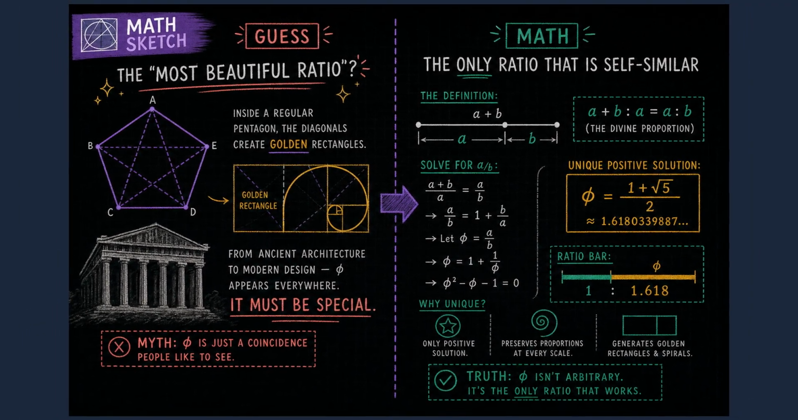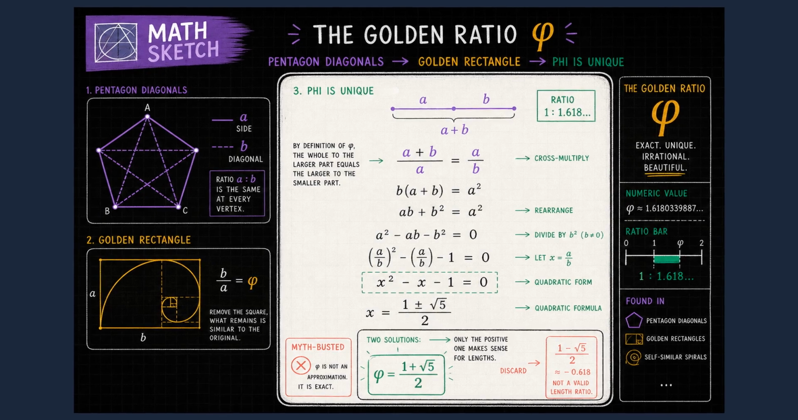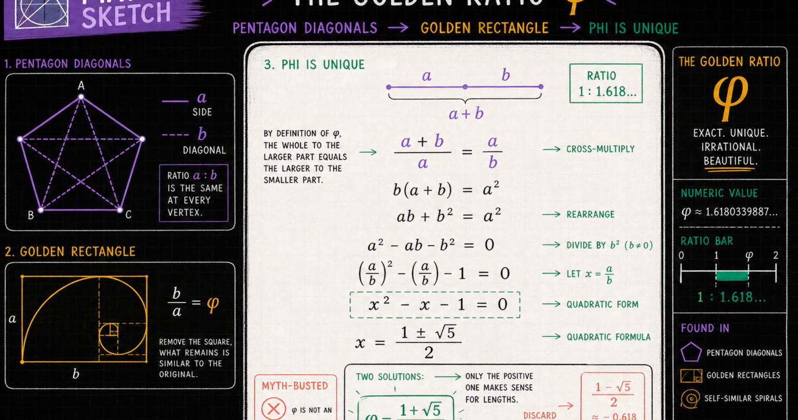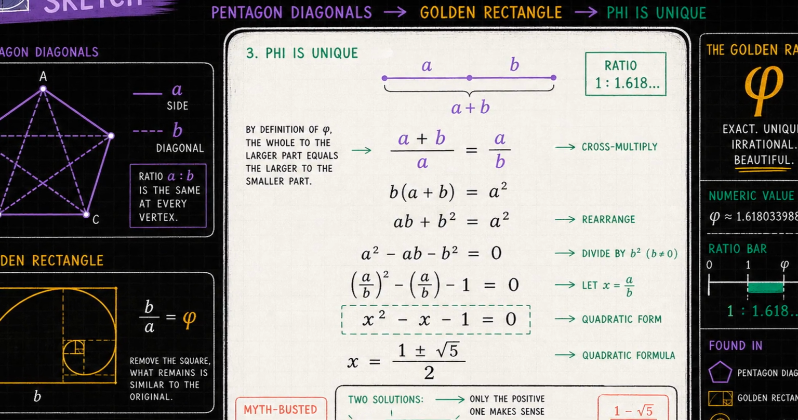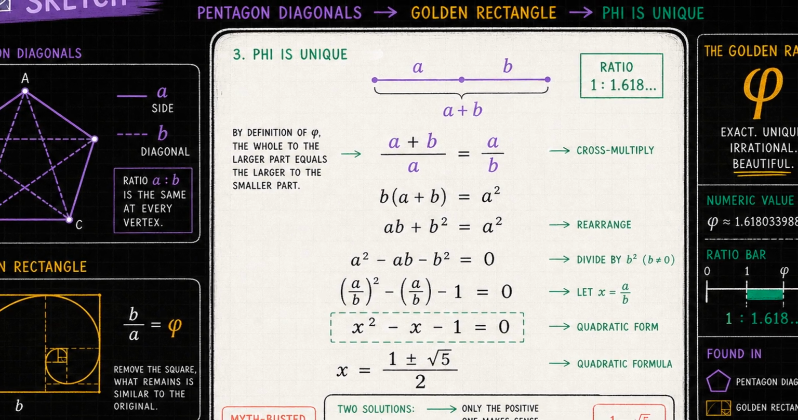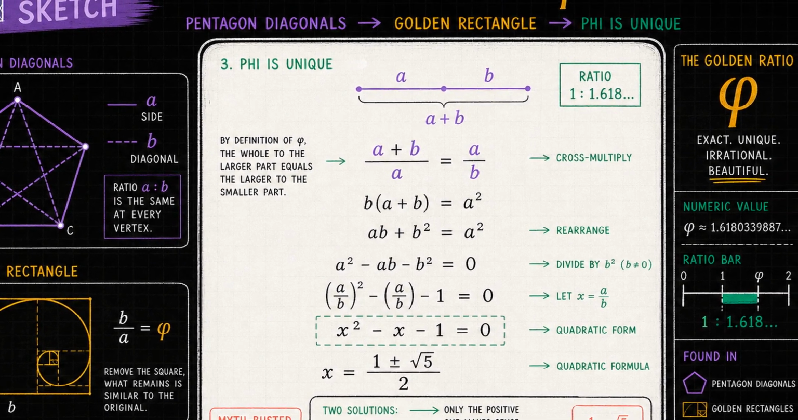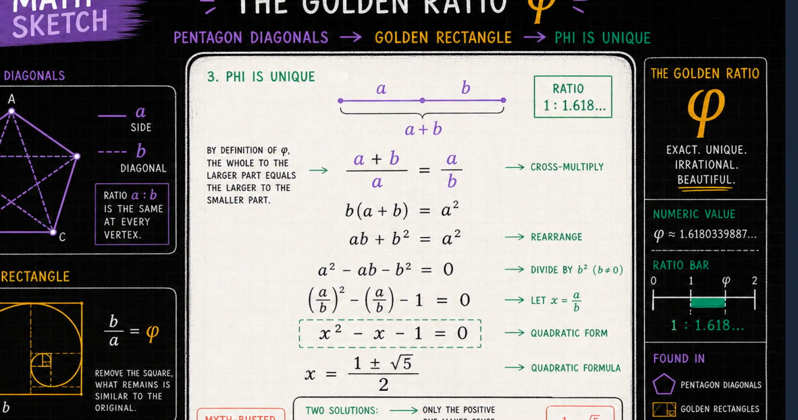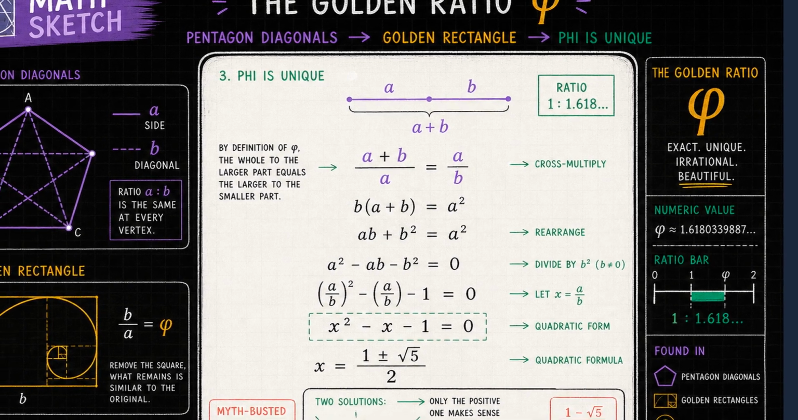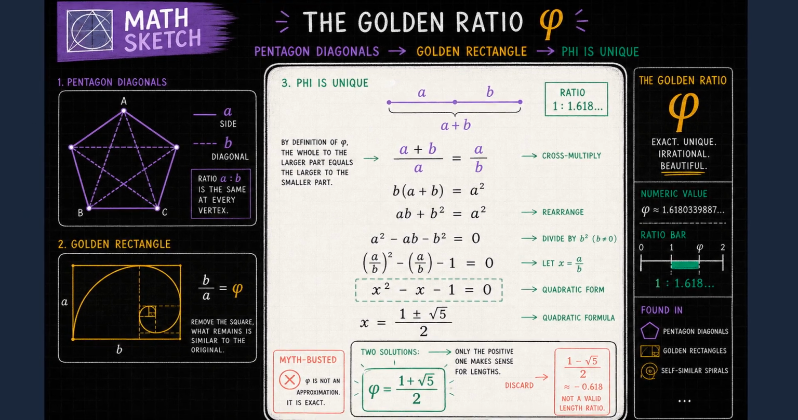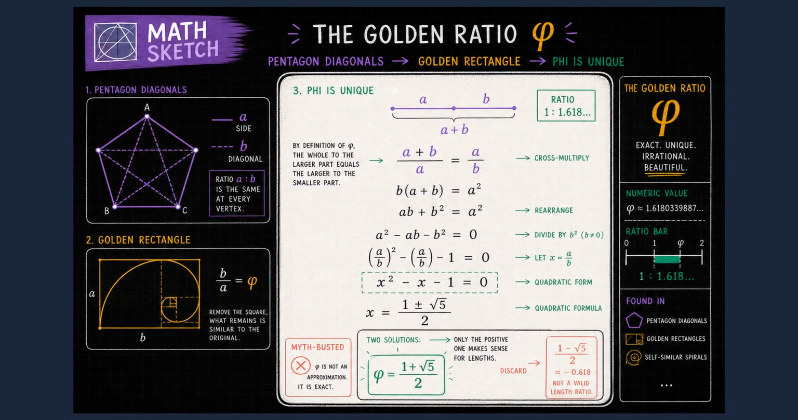Beauty debates come later. Cut a segment into two parts, a longer piece A and a shorter piece B. Demand that the whole, A plus B, compares to A the same way A compares to B. Write that as a fraction equation. Cross-multiply, and you get a quadratic. One positive root is phi. The ratio is not chosen by taste. It is the number that makes self-similar splitting exact.